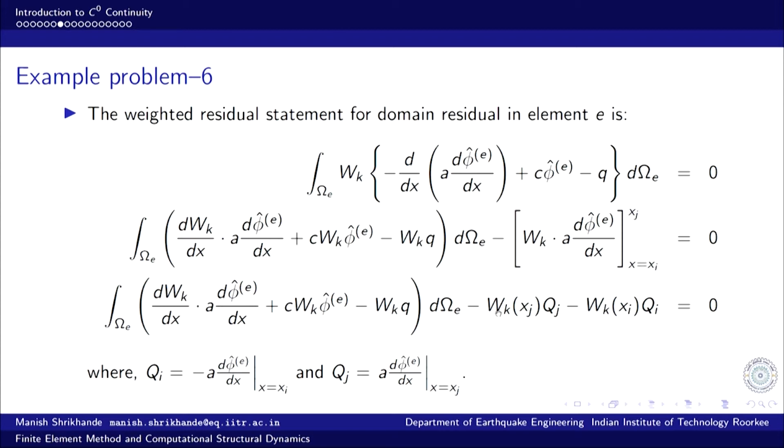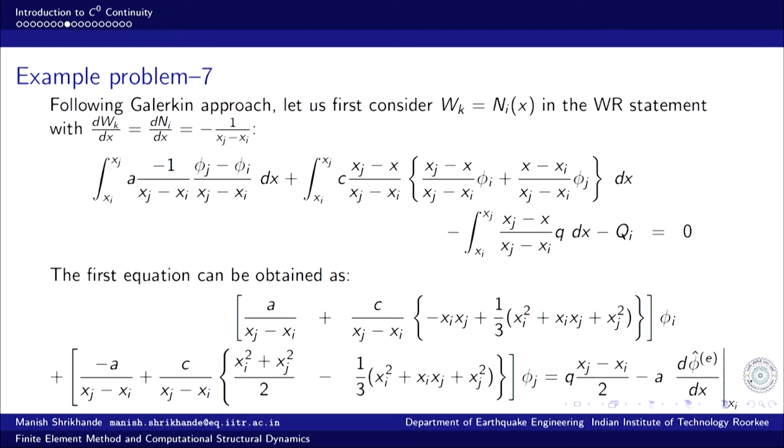So, w_k at n_i will vanish at x_j, and w_k at n_j will vanish at x_i. So, only one of the two boundary terms remains at a time. This is what we get by following the Galerkin approach, using the weighting function as the interpolation functions. First, using n_i, we obtain the first equation.